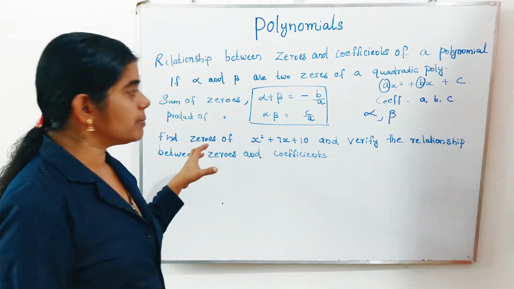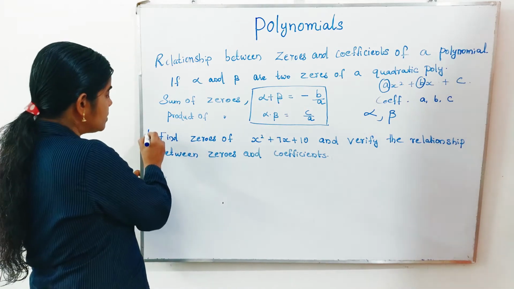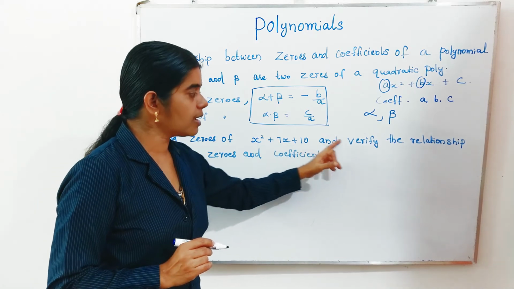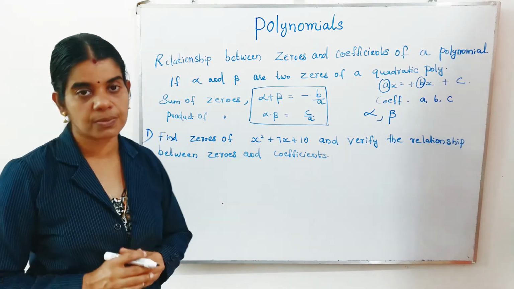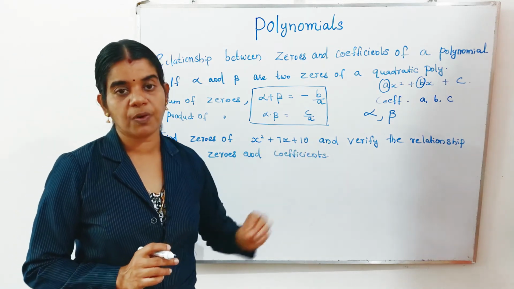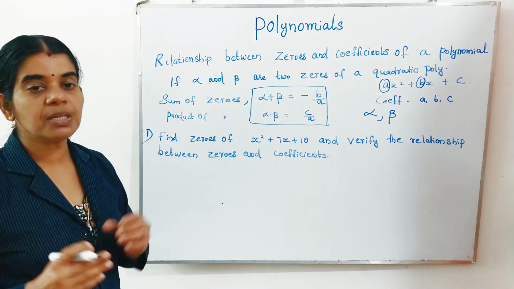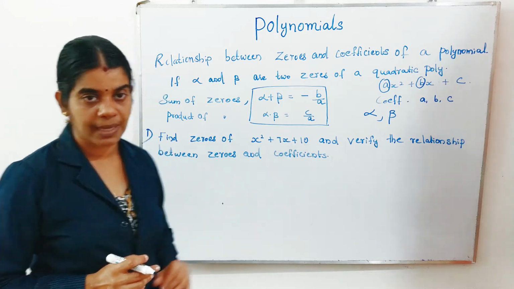Then next I am discussing one question. The question will be like this: find the zeros of x square plus 7x plus 10 and verify the relationship between zeros and coefficients. This will be the question. Then you know that this is a quadratic polynomial. How can you find its zeros? By splitting the middle term, we can find the zeros of this quadratic polynomial.